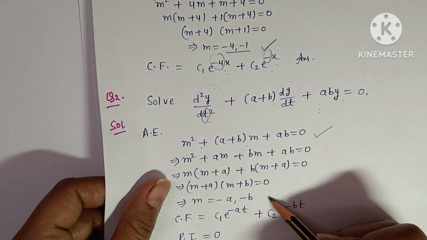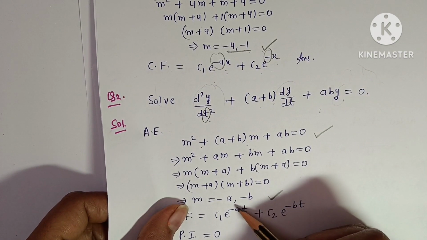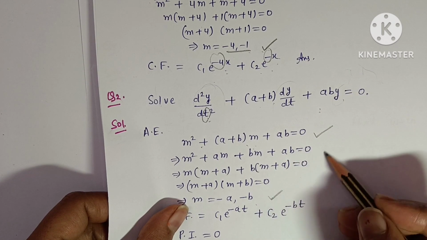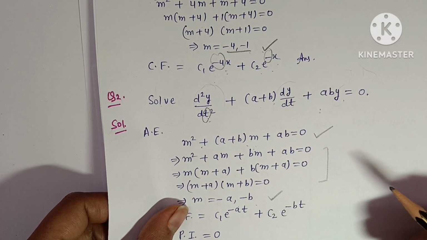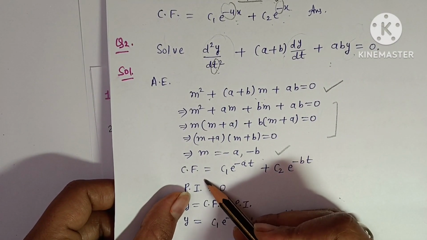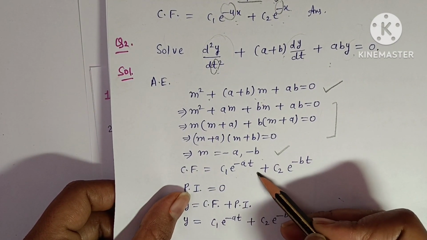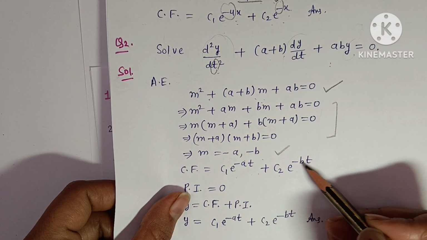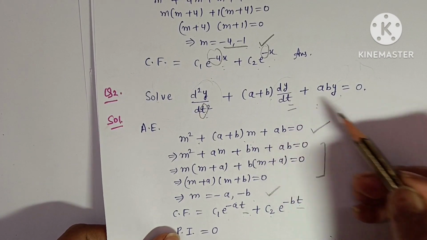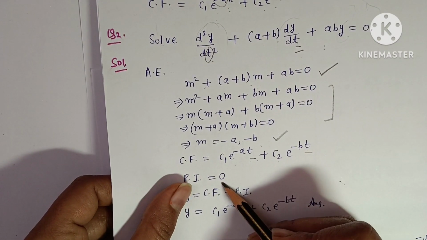After solving this equation you will find the roots. So roots will be m equal to minus a and minus b. This is very simple to find, so I am not going to explain these steps. Then CF will be c1 e to the power minus at plus c2 e to the power minus bt. T is here because I already told you the independent variable is t here. And PI is 0.